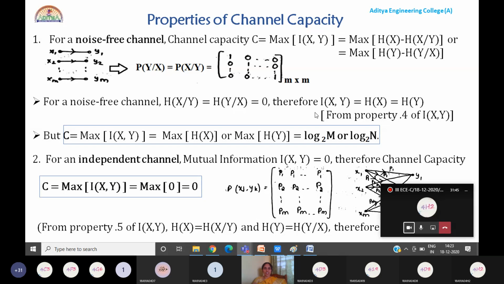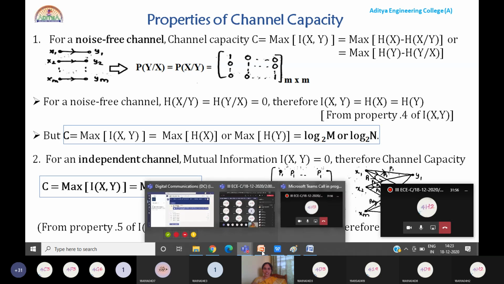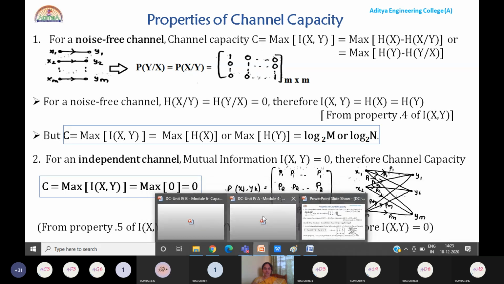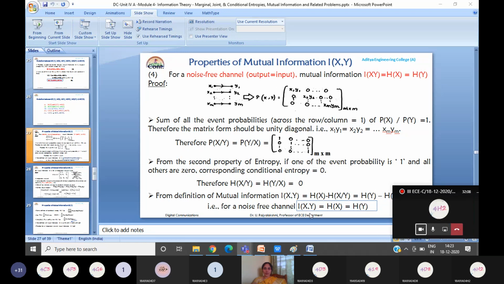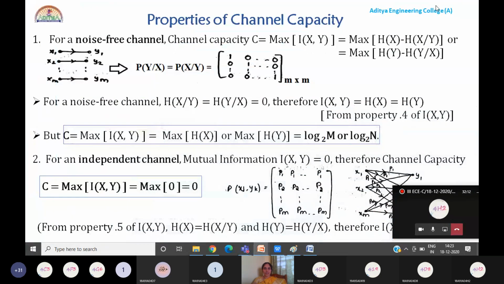Therefore, we can say that because these two are 0, I(X;Y) will be either H(X) or H(Y). The same thing I proved in the mutual information. You can see the corresponding slide here. If you go through module 4, you can see the property I told you about and proved, that I(X;Y) is either H(X) or H(Y). So I have used the same thing here: I(X;Y) is either H(X) or H(Y).